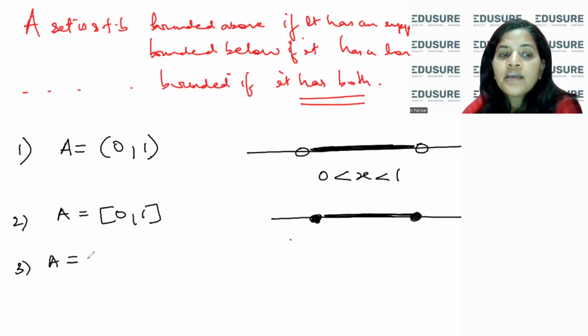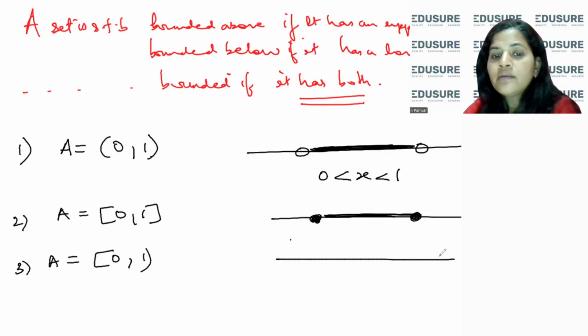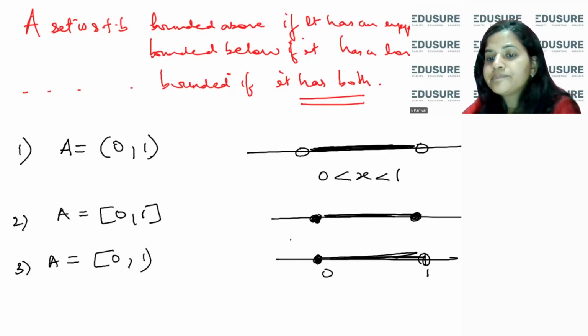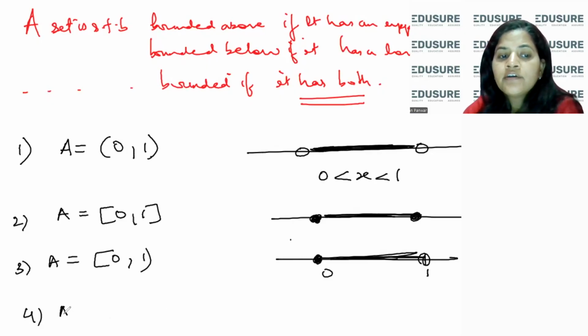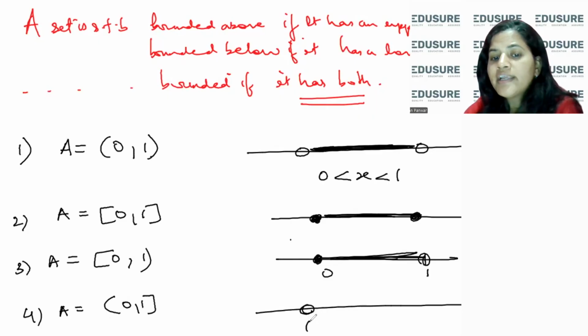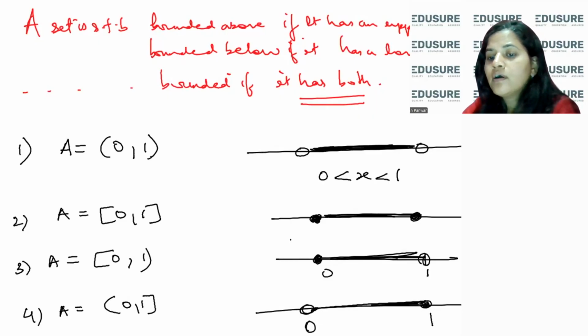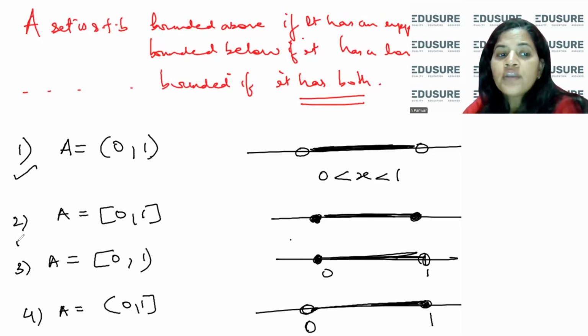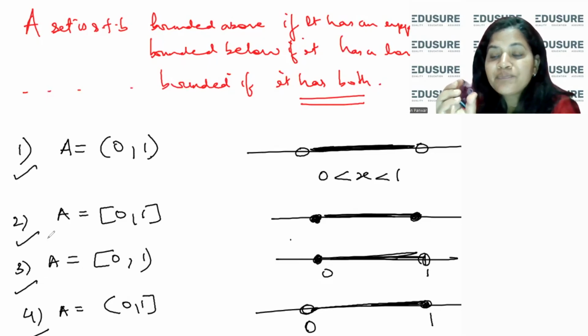Number 3, half open, half closed: closed at 0, open at 1. So there is a lower bound 0, but the upper bound is there, but it is not attained. And similarly, fourth, open at 0, that is not attained, and closed at 1, which is attained. Okay. So all these four examples, if somebody asks you, all these four examples are bounded sets because we have an upper bound and a lower bound.